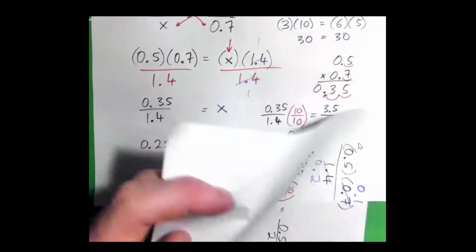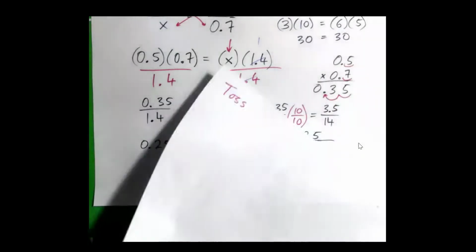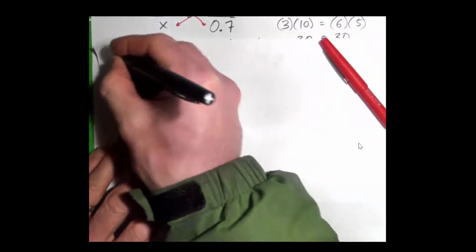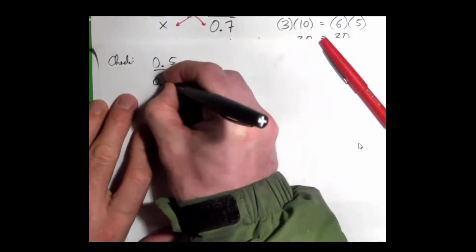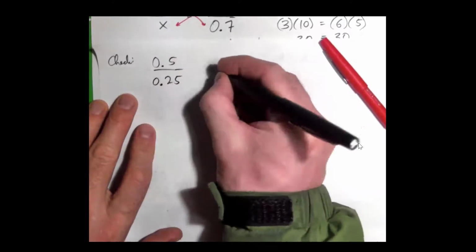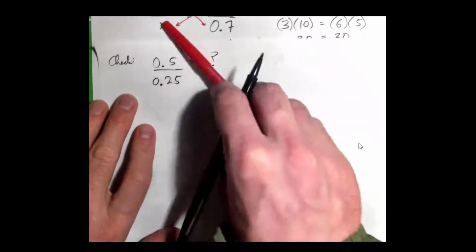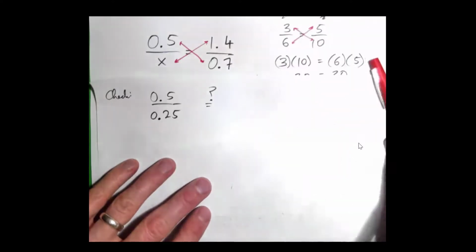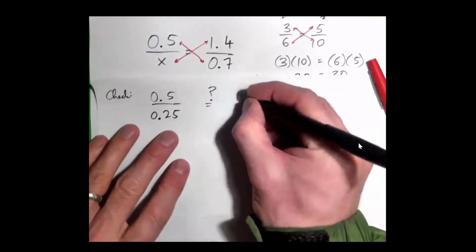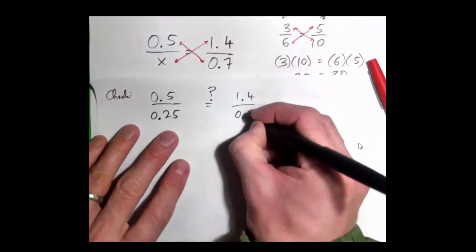My problem is that I keep doing things backwards. No problem. And just for fun, I can't help but check. If I put in place of x our 0.25, we're asking is 0.5 over 0.25 equal to 1.4 over 0.7, right?